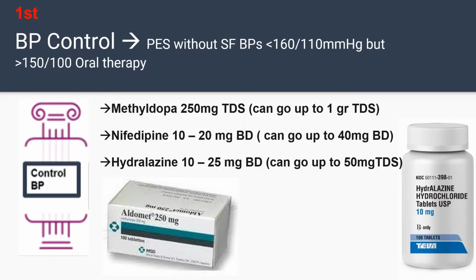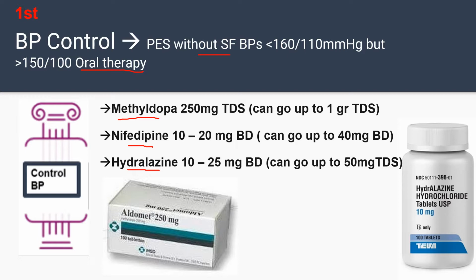So first, the BP control. We have 2 different ways to control the BP: oral therapy, when there are no severe features, or IV therapy with severe features. So about the oral therapy, we can control the BP with methyldopa, nifedipine, and hydralazine. These 3 drugs are authorized to use in pregnancy.